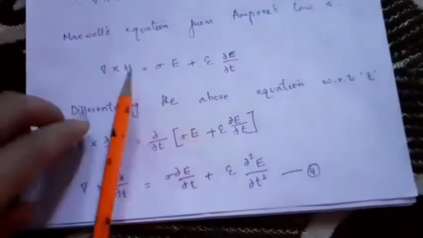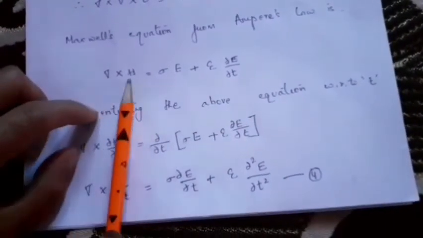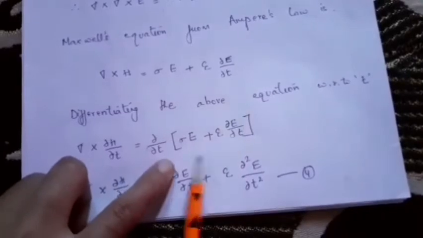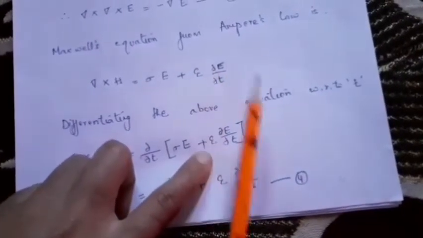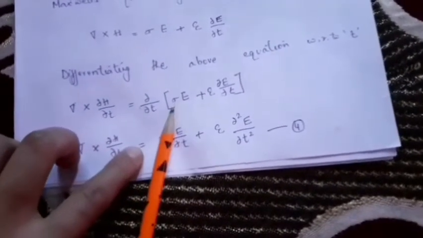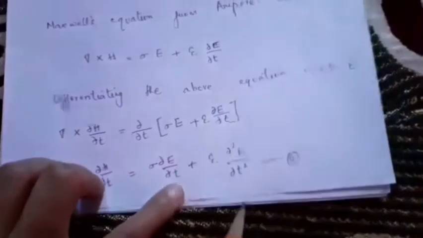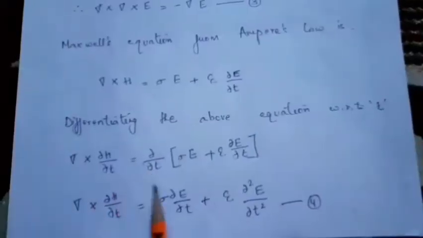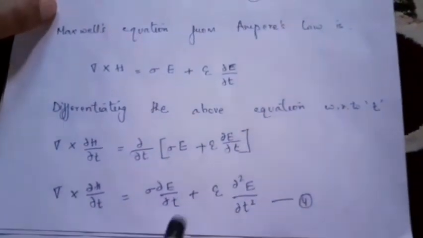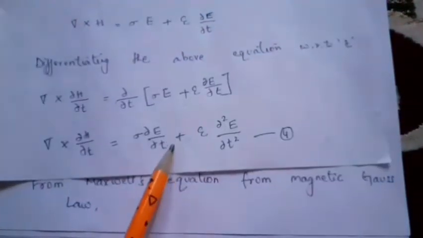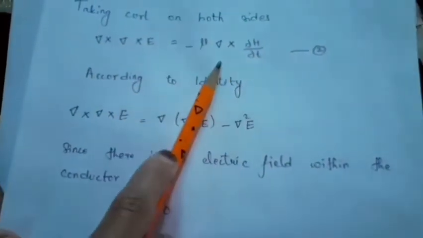After differentiation, del cross H will become del cross dou H by dou t, and the whole term is sigma E plus epsilon naught dou E by dou t. It becomes: del cross dou H by dou t equals, since sigma is constant, sigma dou E by dou t plus epsilon naught dou square E by dou t square. Consider this as the fourth equation. Now we are going to substitute equation number 3 and equation number 4 in the above given equation number 2. So equation number 2 is becoming like this.